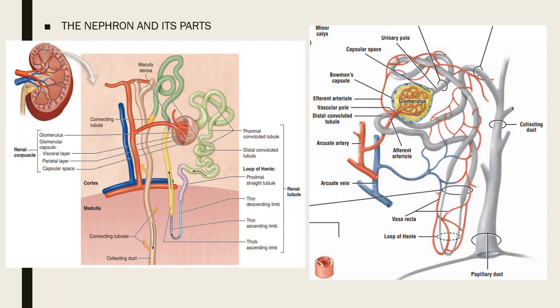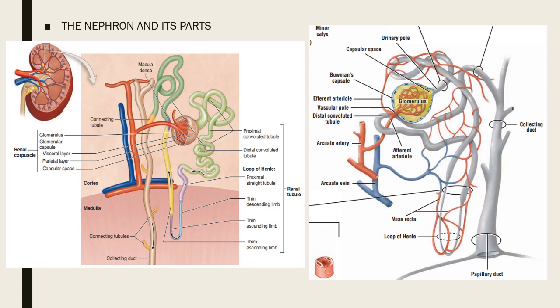Let's take a look at the parts of your nephron. First you have your glomerulus, or capillary tuft. Your glomerulus is the filtering component of your nephron. It is a specialized capillary network found at the blind end of a nephron, and it functions for filtration.